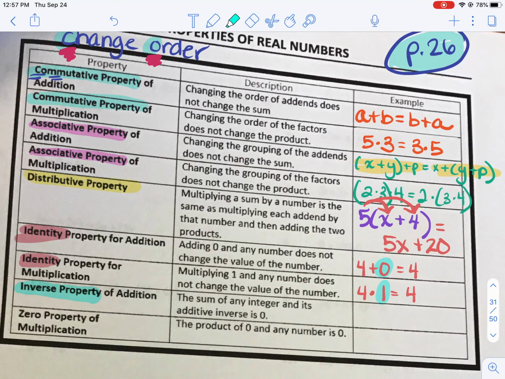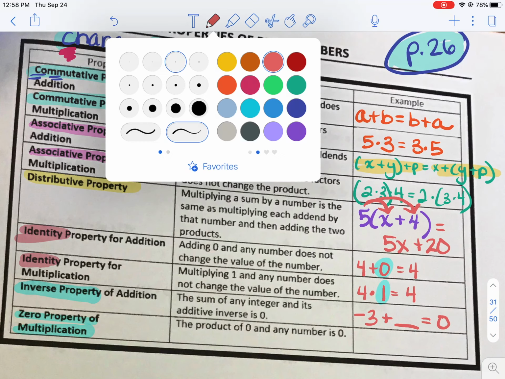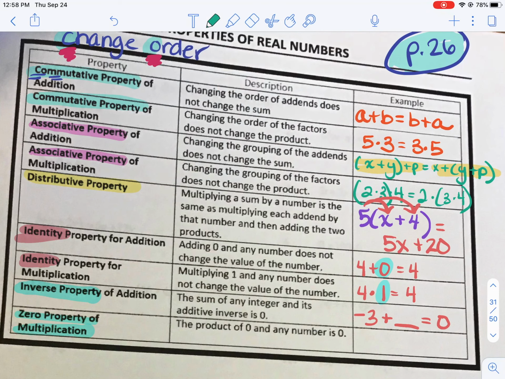And then just a reminder what inverses are and the 0 property of multiplication. So if I take -3, what number would I have to add to -3 to get 0 out? Well, you guys know this. The opposite of -3 is a +3. So these two numbers here are additive inverses.